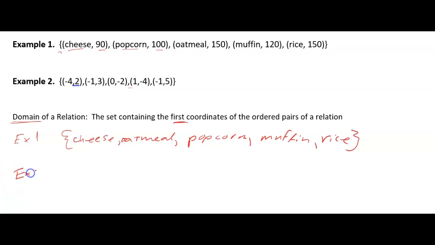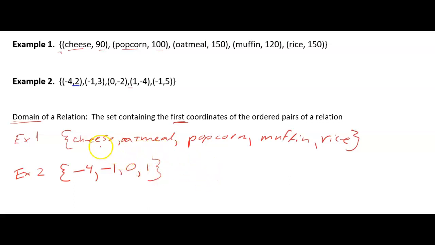For example 2, I list all the numbers that appear in the first position within each of those parentheses. I get a -4, and when you list a set, you separate the elements of the set with a comma. -1, 0, 1, -1. Oh, I don't need to write the -1 again. So I'm going to see if this will switch to an eraser for me. There we go. See if I switch it back to a pen. Yep, and I can just put my brackets.